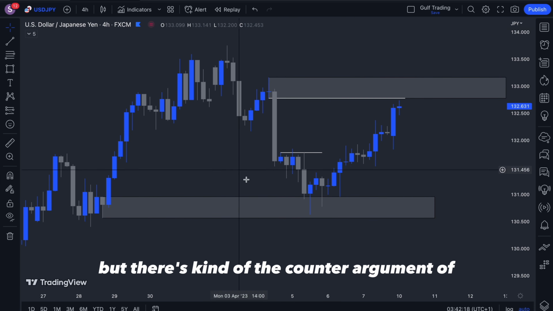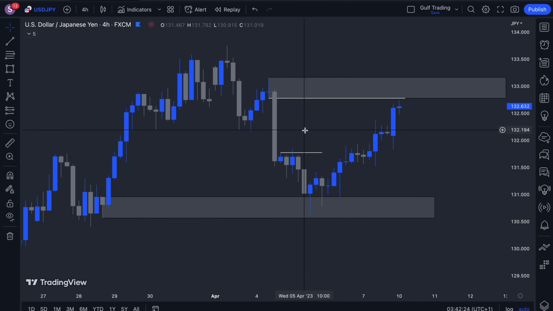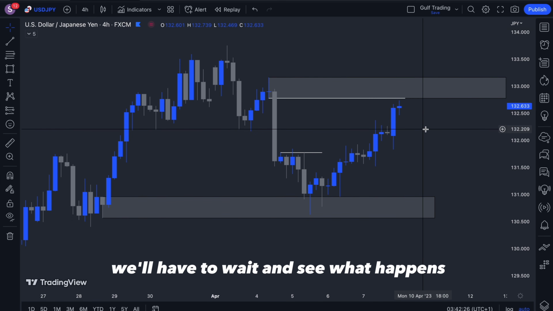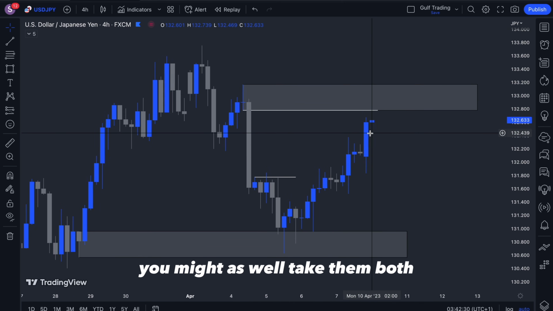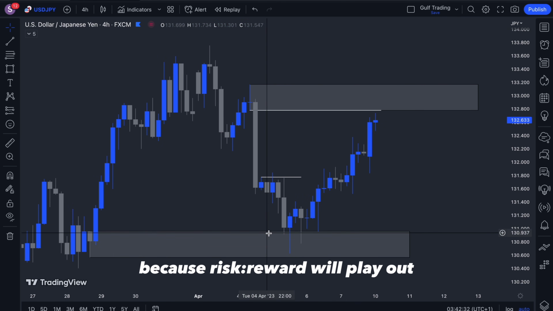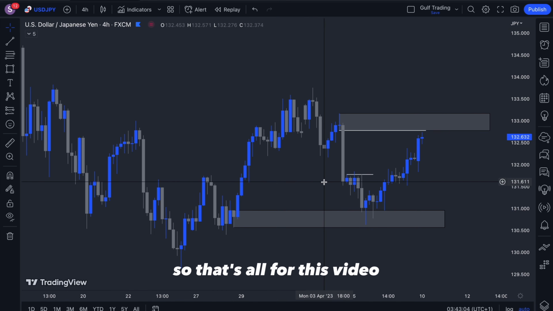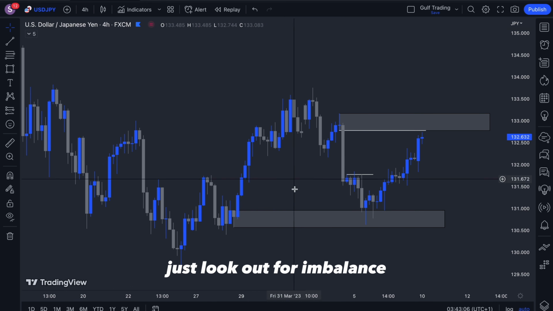But there's kind of the counter argument of us going long from here. But we'll have to just wait and see what happens. If you get two good setups in opposite directions, you might as well take them both, because the risk reward will play out. If one of them wins, one of them loses, you'll still be up a few percent with good risk management. So that's all for this video. There wasn't much to say. Just look out for imbalance.